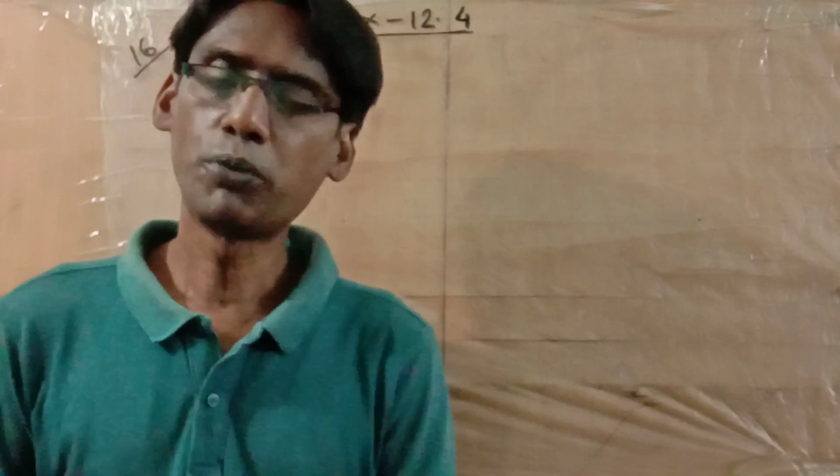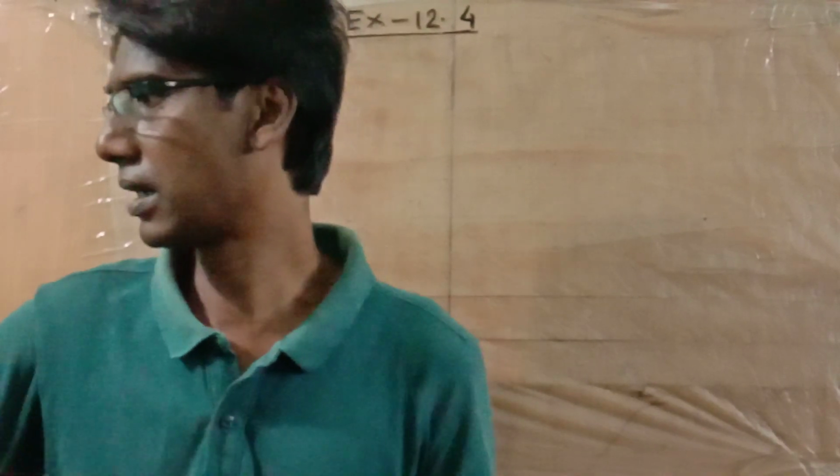Today my class is about exercise 12.4, math number 16 and 17. At first, math number 16: a boat goes in favor of the current 15 km per hour and goes 15 km again. A boat rowing against the current 5 km per hour. We have to find the speed of the boat and the speed of the current.